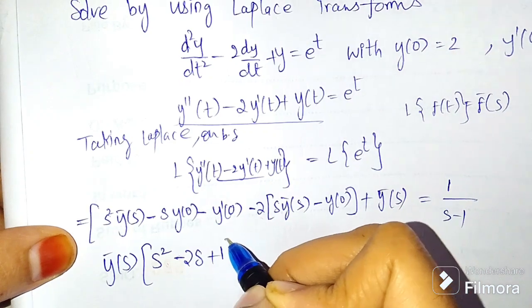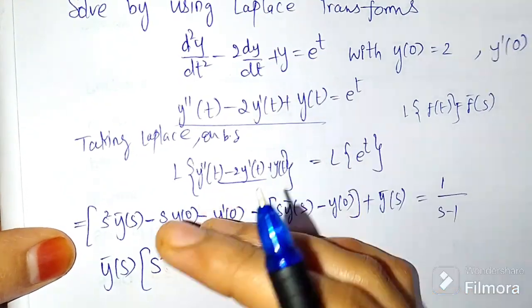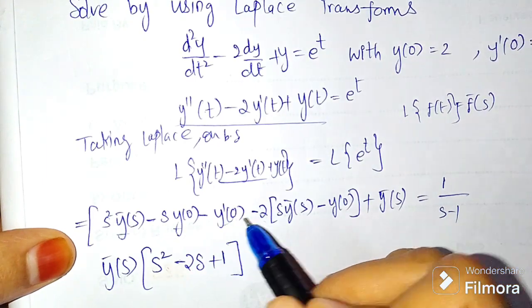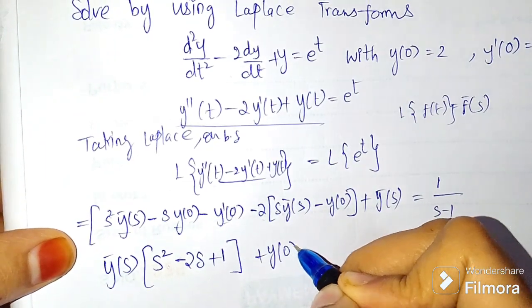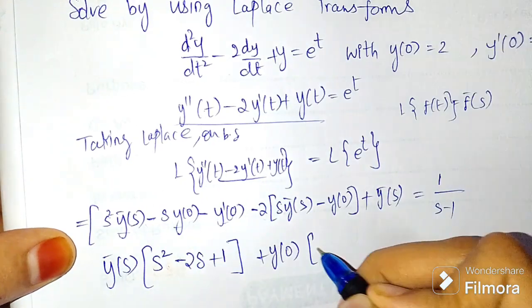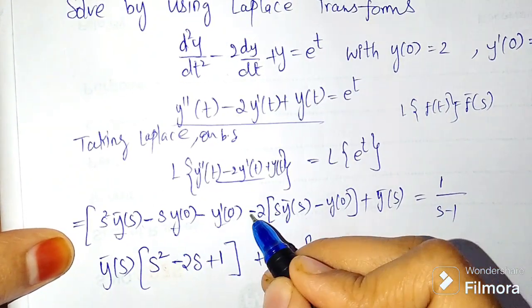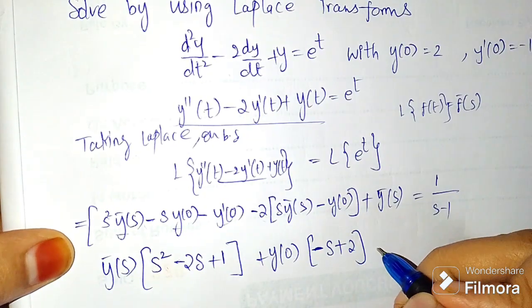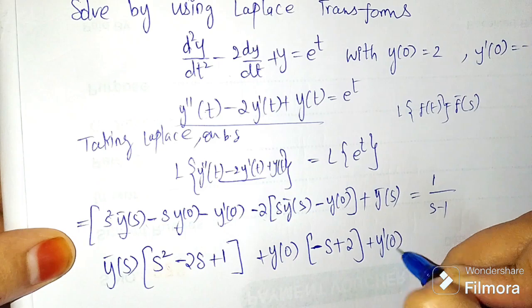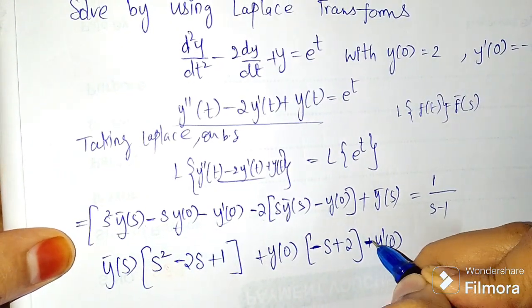And next you will be taking y of 0. So what are the terms we have? Y bar of s, y of 0, y dash of 0. So that we have to take common. Okay, we'll take y of 0. So here minus s is there, and any more? Yeah, here we have minus into minus plus 2. Okay, next is y dash of 0. How many are there? Only 1. So directly let's write like this.